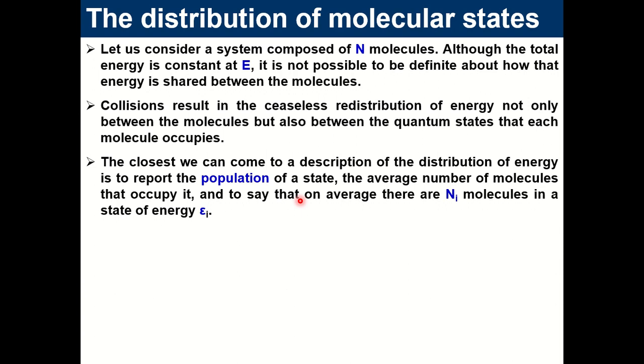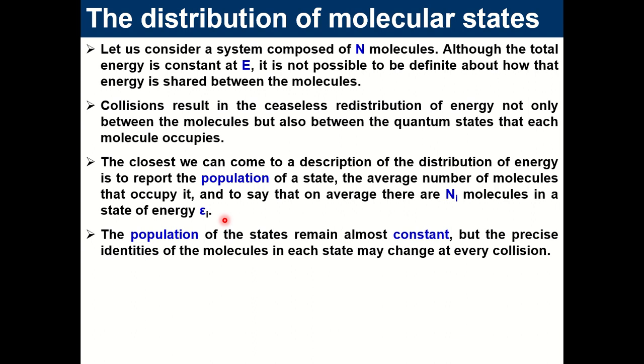That is, we say that ni number of molecules occupy an energy of epsilon i, or we can say that ni number of molecules have energy epsilon i, as denoted here. So the population of the states remain almost constant during this motion, but the precise identity of molecules in each state may change at every collision.